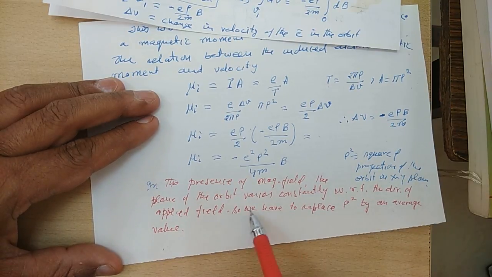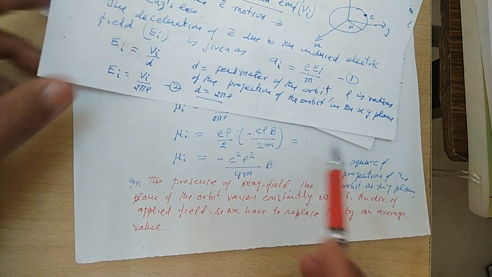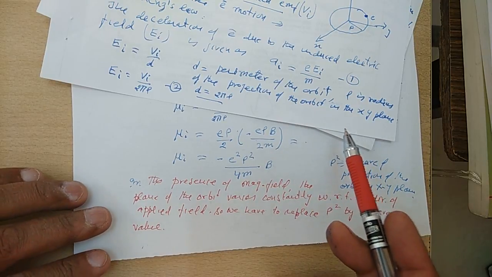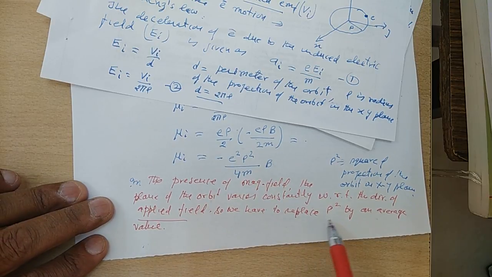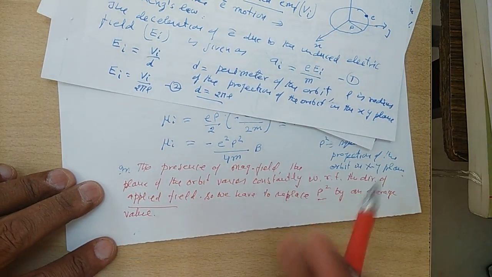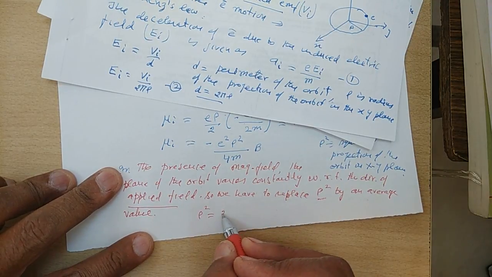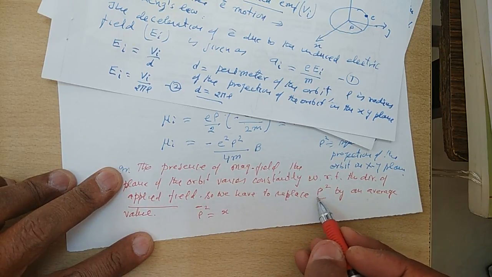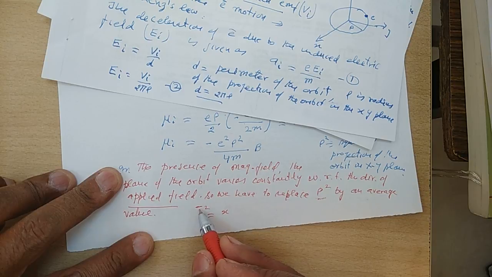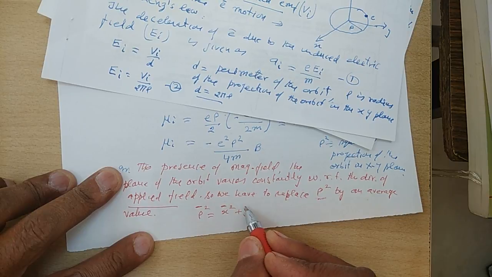Why? Because the plane of this orbit changes constantly with respect to the direction of the applied field. So we have to replace this with the average value, and I can write this ρ² because it is in the xy plane. I will not consider ρ² here, but the average ρ², which is the average x² plus the average y².